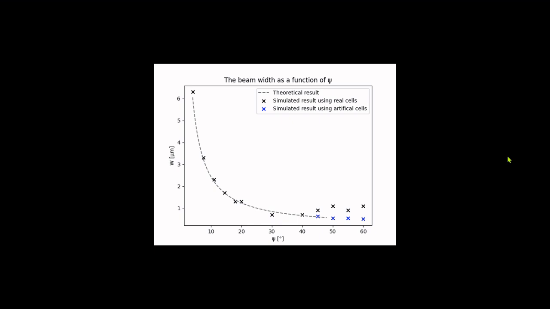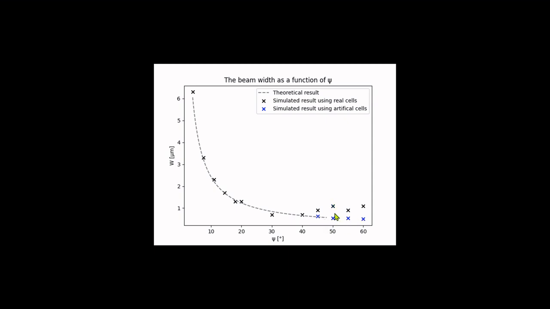So after all the heavy analysis and heavy simulation work, we can finally look at some results. On the x-axis you see the angle of incidence, and on the y-axis you see the width. The gray dashed line represents a theoretical predicted results, and the crosses represent simulated results. And as you can see, the simulation follows the theoretical predicted results very well.